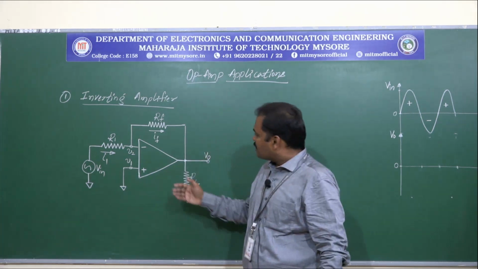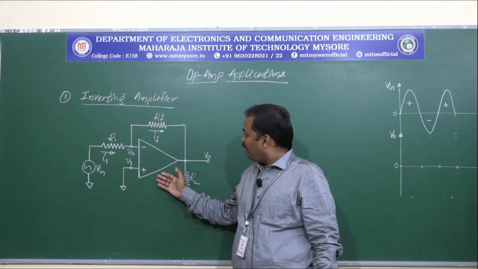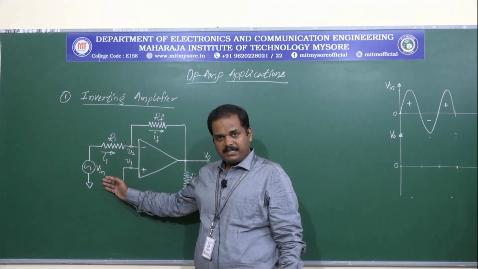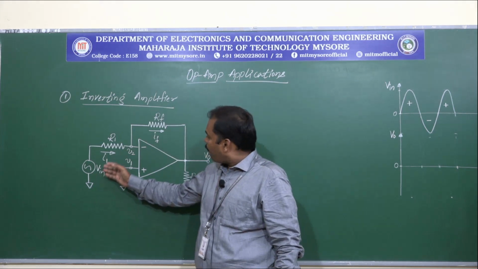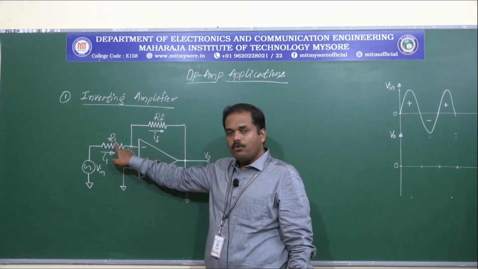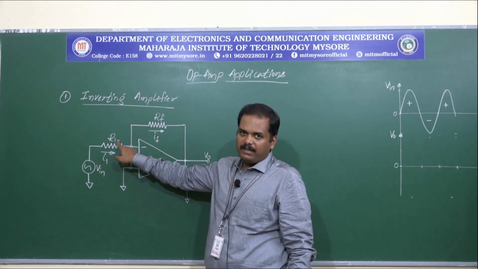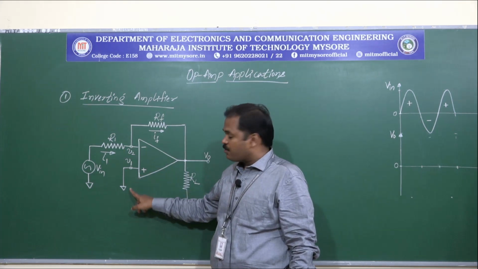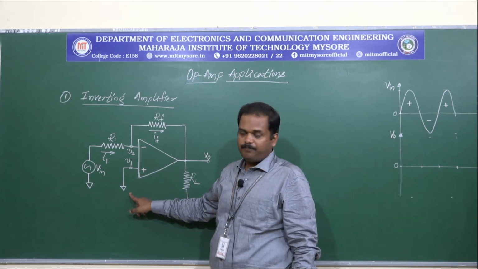For the same, the circuit is shown here. So here we can see the input signal source is represented as Vin, which is applied to the inverting terminal V2 through an input resistance R1. And the non-inverting terminal V1 has been connected to ground.